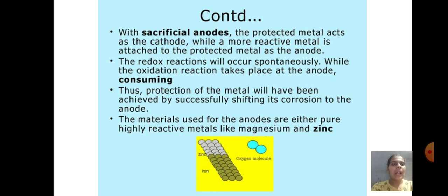With sacrificial anodes, the protected metal acts as the cathode, while a more reactive metal is attached to the protected metal as the anode. The redox reactions will occur spontaneously while the oxidation reaction takes place at the anode, consuming it. Thus, the protection of the metal is achieved by shifting its corrosion to the anode. The materials used for the anodes are either pure highly reactive metals like magnesium and zinc.